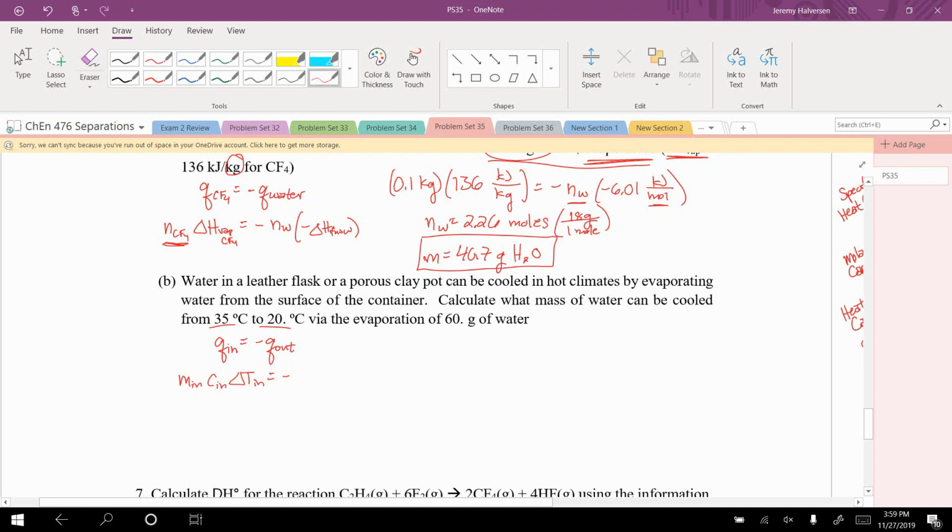What's happening to the water outside? The water outside is evaporating. So I'm going to use an n outside, delta H vaporization outside. So this is important, to keep track of which variables go where. This 60 grams of water is not the mass inside, right? That's the mass outside that's evaporating. So I can't put that for m there. What I'm actually looking for is the mass of the water that can be cooled. So I'm looking for the mass on the inside.